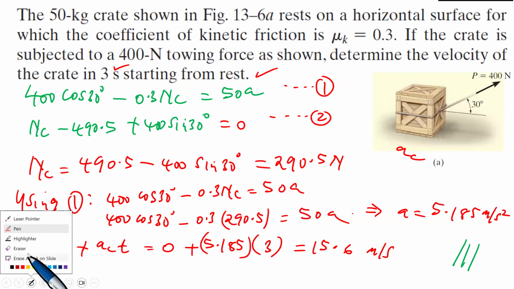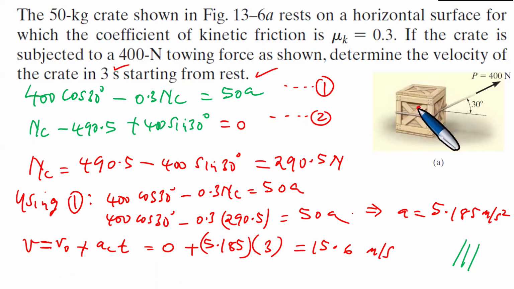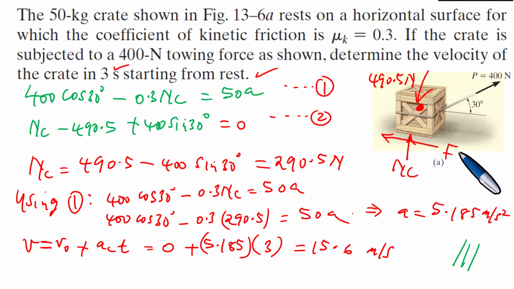If we actually take this into account, the fact that it is the crate that we have here, and this is its center, there is a downward force of 490.5 newtons. And this is the normal, which is indeed a constant force. And you have the frictional force, which is the force of kinetic friction, which is 0.3 N, because it is mu K times normal. And it is the force of kinetic friction with the coefficient of kinetic friction.